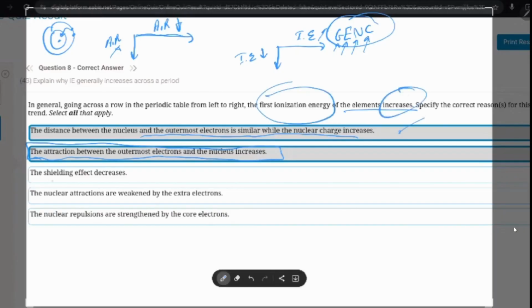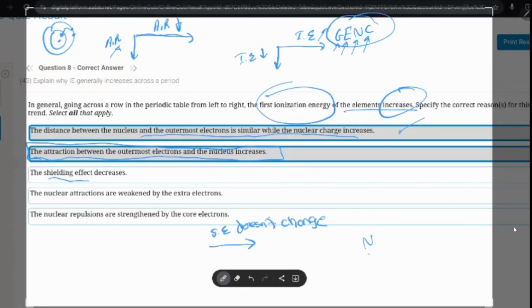Let's take a look at the third one. The shielding effect decreases. Actually, as you go down a period, the shielding effect increases. The atomic number is increasing, therefore the number of core electrons is increasing. Actually, no, the number of core electrons, the shielding effect, doesn't change as you go across a period. Why?